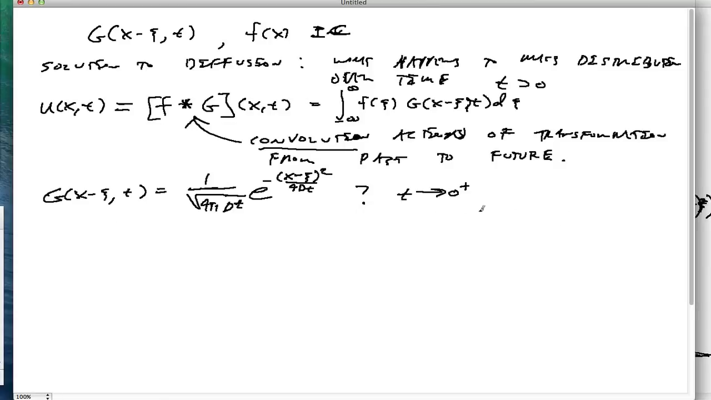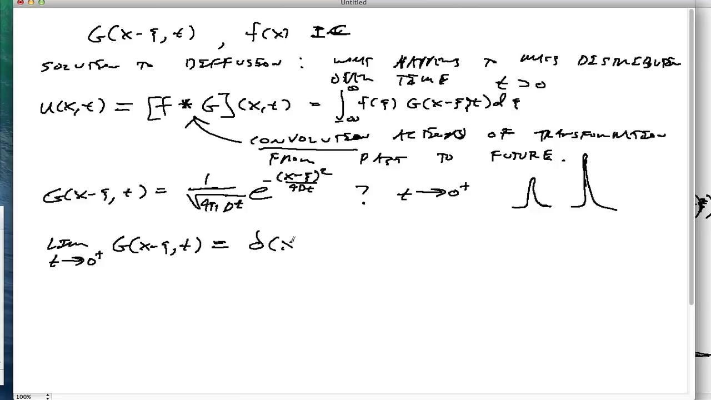So you notice, like we said, as t is getting smaller and smaller, we get a sharper and sharper peak in our little bell-shaped curve. And so what happens is the limit as t goes to 0 from the positive side of g of x minus c, t becomes what we call the delta functional. Okay? And the delta functional has a really nice property. This is called the delta functional.